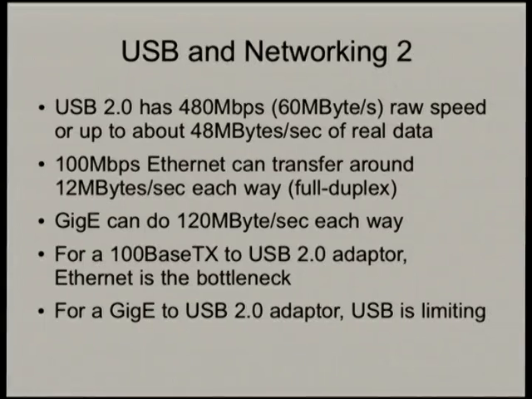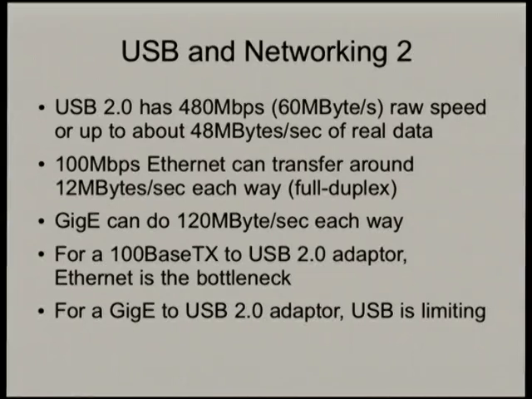On the other hand, 100 megabit Ethernet can transfer around 12 megabytes per second each way, full duplex. Gigabit Ethernet can do about 120 megabytes per second each way. So for a 100 megabit to USB 2 adapter, it's 100 megabit Ethernet which becomes a bottleneck, because its aggregate bandwidth is 24 megabytes per second, which is still less than the possible 48 megabytes per second of USB 2. When you go to a GigE adapter, USB 2 becomes a bottleneck. GigE can go significantly faster than USB 2.